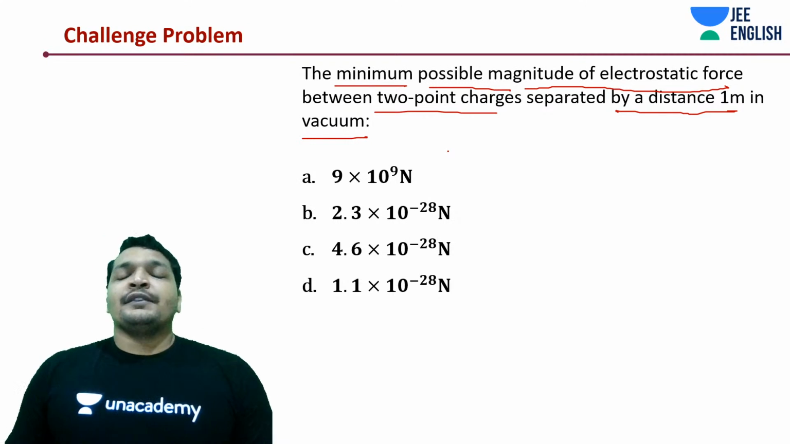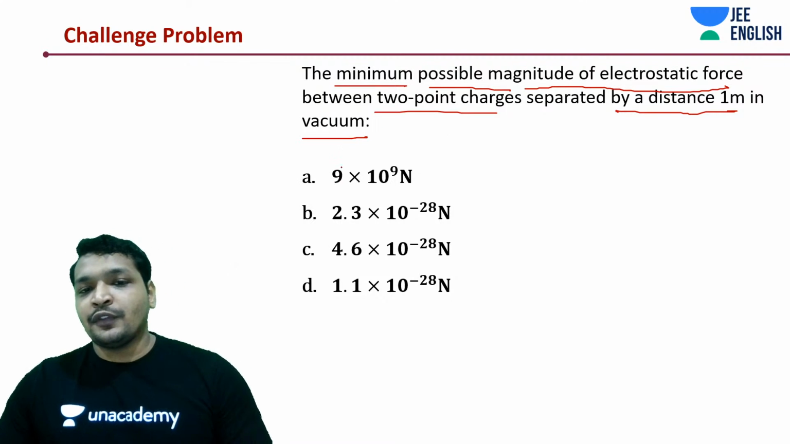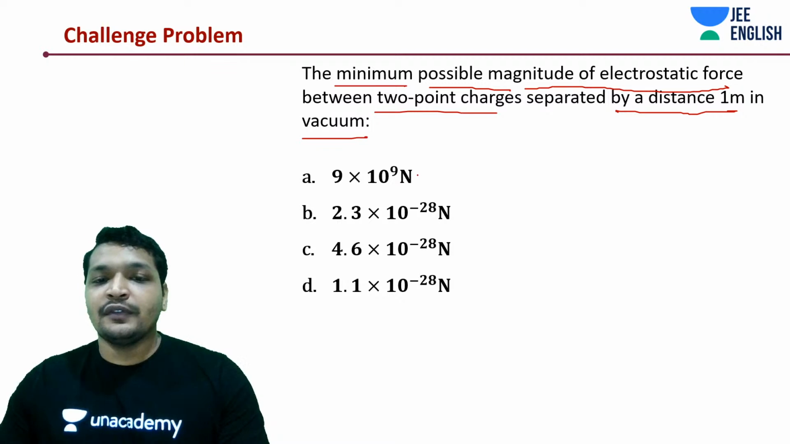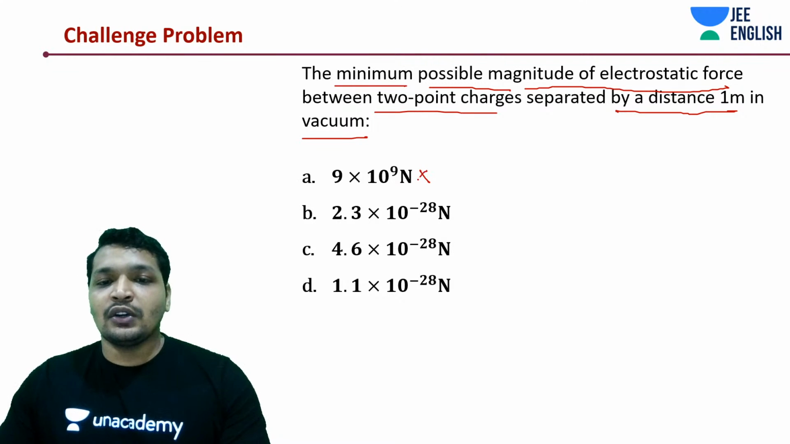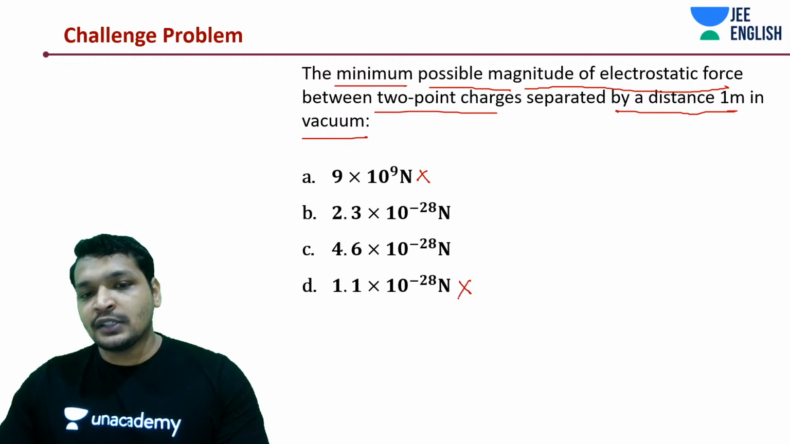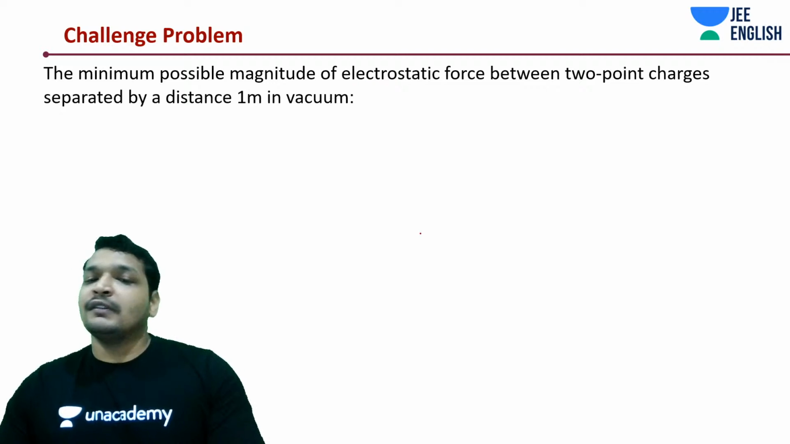Simple question, students. A very, very simple question. So what is the concept involved in it? Let's first of all forget the options. 9 into 10 to the power 9 Newton. If you have marked this, you have basically misunderstood the concept. And maybe if you have even marked 1.1, you have misunderstood the concept until now. We'll analyze it.